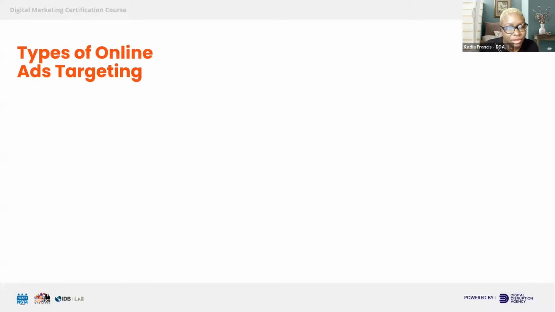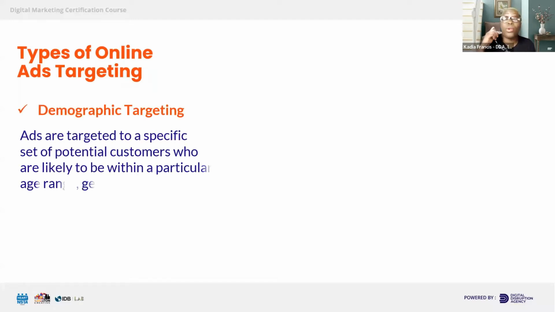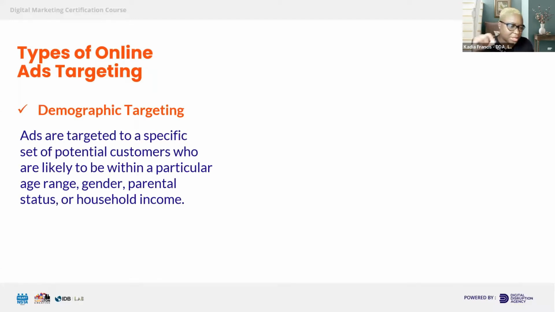Another part of developing your strategy is understanding how you are targeting the people you're targeting, or the ways in which you're going to target them. So let's look at the first one, demographic targeting. Demographic targeting is where ads are targeted to a specific group of potential customers. So we're using demographic information like age, gender, status, income. We're using information like that to determine how likely these people are to engage with your product or service, right?